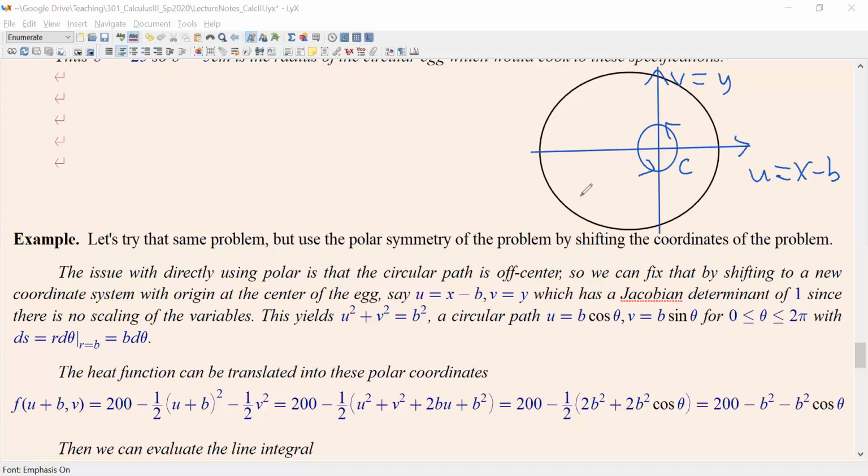I want to show you how you can jump into the problem like this, focus on getting the integration movement to be in your polar or other symmetry form, and then manipulate whatever function you're integrating to make it work.